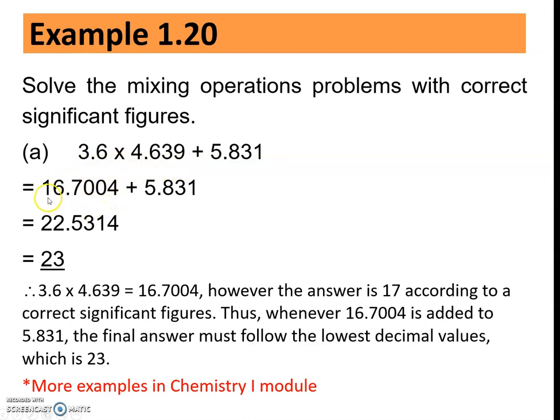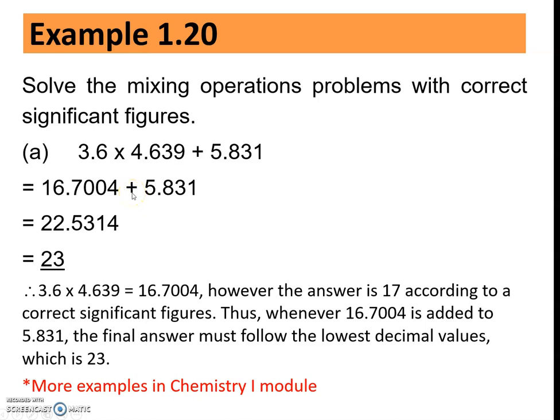However, in the intermediate steps of solving this problem, don't ever add the value that has been rounded to significant figures. Just add the value shown in the calculator, because this is an intermediate step of the calculation process. So you just add them together, and you obtain 22.5314. Whenever you consider this problem, this is an addition problem. You have to consider the least decimal point.